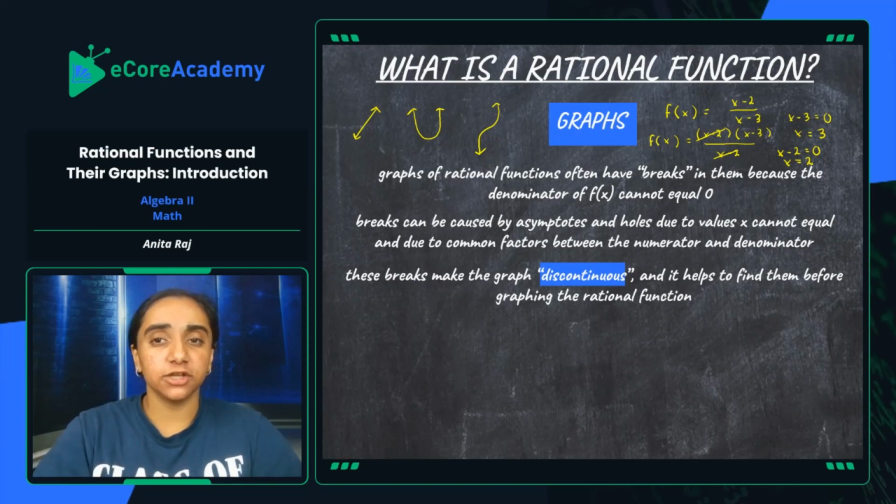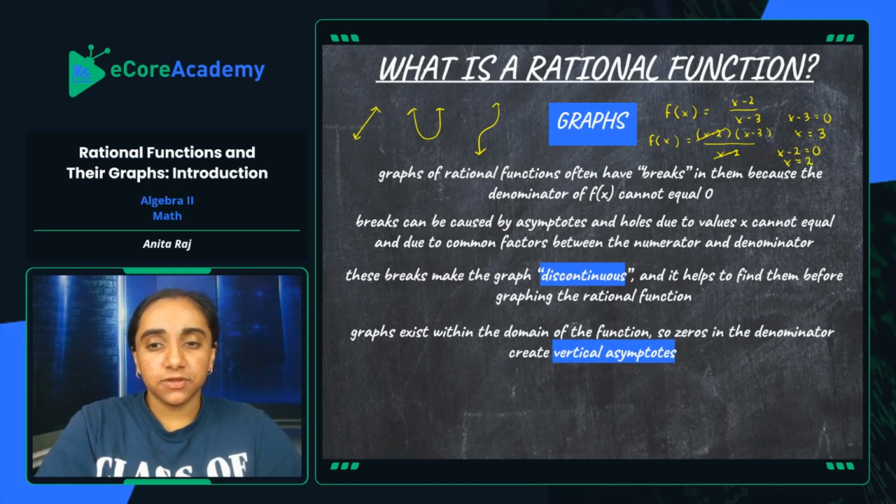And it will help us if we look at the function that we've been given and figure out where these breaks occur before we even graph the rational function, because we are going to be required to graph these rational functions, and we need to be able to represent vertical asymptotes and holes if they do occur in that graph.